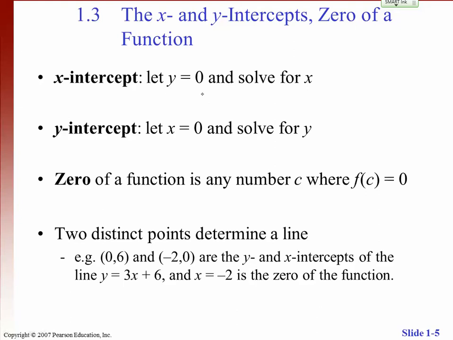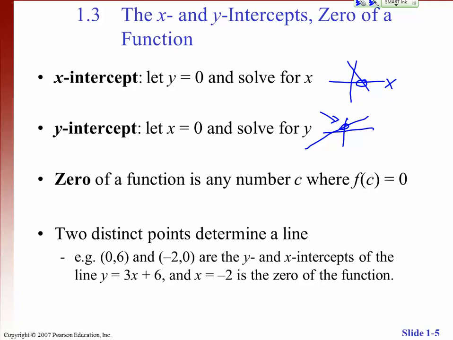The x-intercept, let y equal 0 and solve for x. Okay, so that's not too hard to do. Same for the y-intercept. If I make a little graph here, the x-intercept is where it crosses the x-axis. If I just draw a line there, the x-intercept is right here, wherever it crosses the x-axis. Same thing for the y. The y-intercept is wherever it crosses the y-axis, and that's where x equals 0. Okay, x equals 0, that's my y-intercept, and y equals 0, that's my x-intercept.